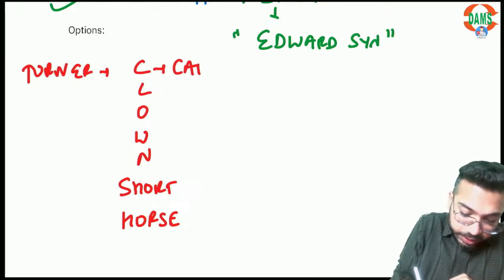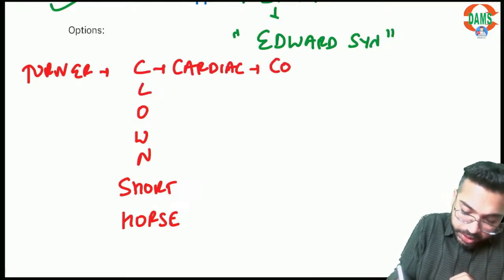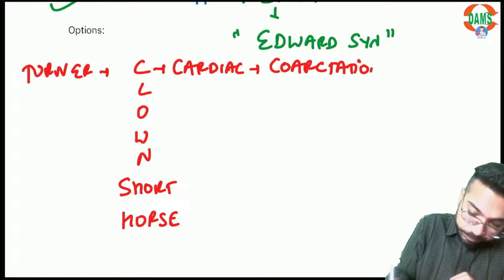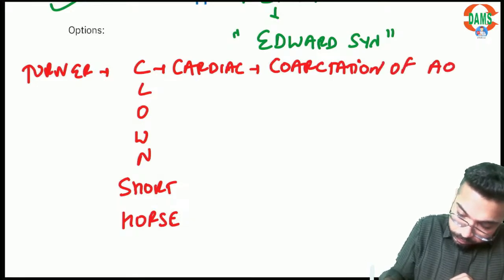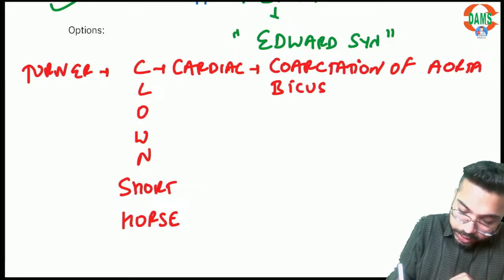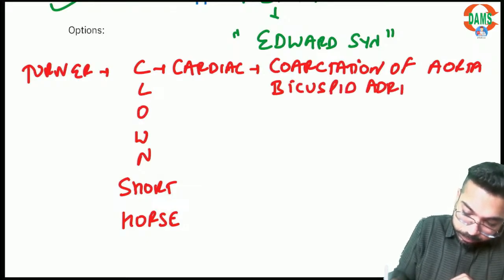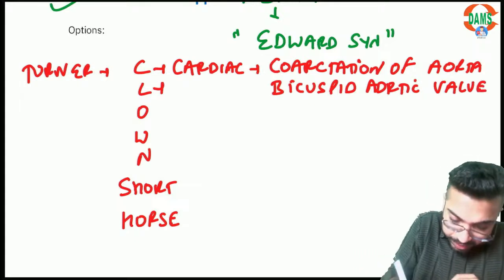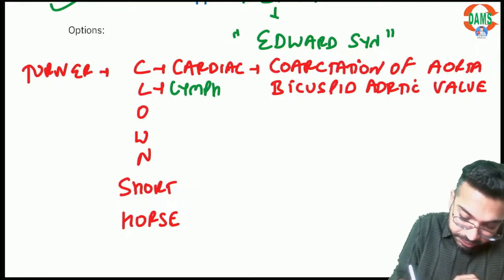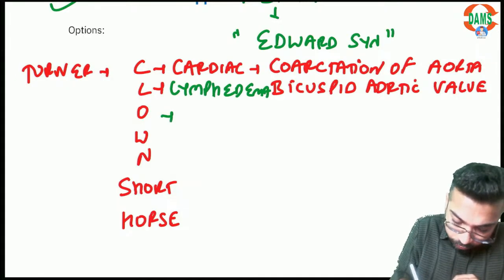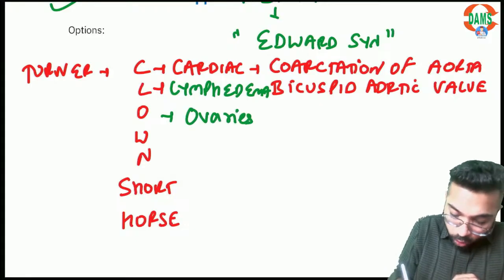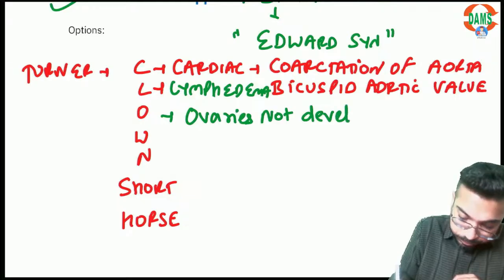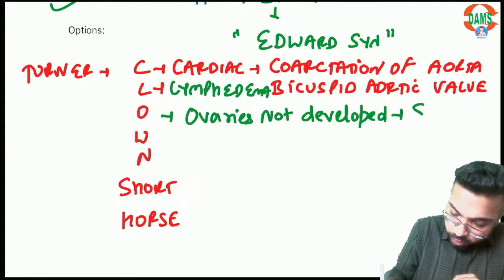C for cardiac deformity, which is normally coarctation of aorta, and there is bicuspid aortic valve. L will tell you the patient will have lymphedema. I hope you remember lymphedema. Cystic hygroma we discussed in the class. O for ovaries which will not be developed. We call it streak ovaries. Streak ovaries are seen in the patient of Turner syndrome.